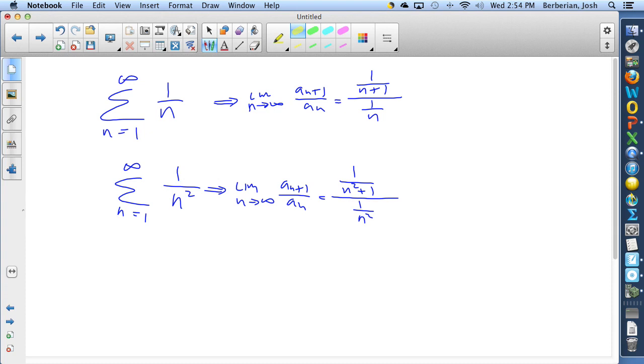Now, this is interesting, though. What did you get for the limit here? Well, that's almost 1, but the limit is 1. But if it's less than or equal to 1, that would say that it converges, but we know that it doesn't. It has to be less than 1.